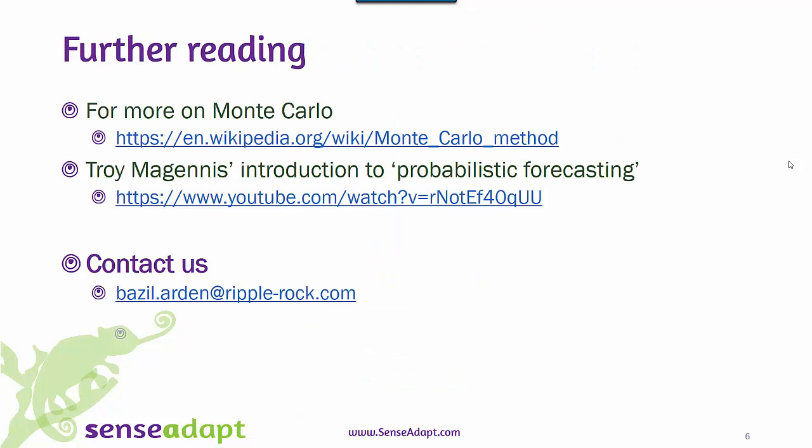If you want to look at a little bit more on this, there's a pretty good and detailed description of the Monte Carlo method in Wikipedia. Troy McGuinness did a lot of the early work on probabilistic forecasting in the agile space, and his YouTube video is definitely worth a look, as is his website.